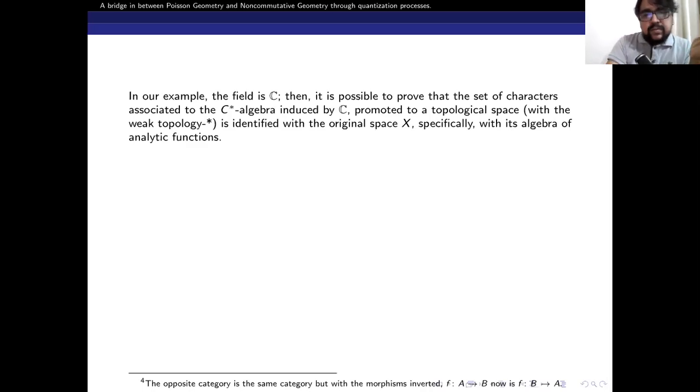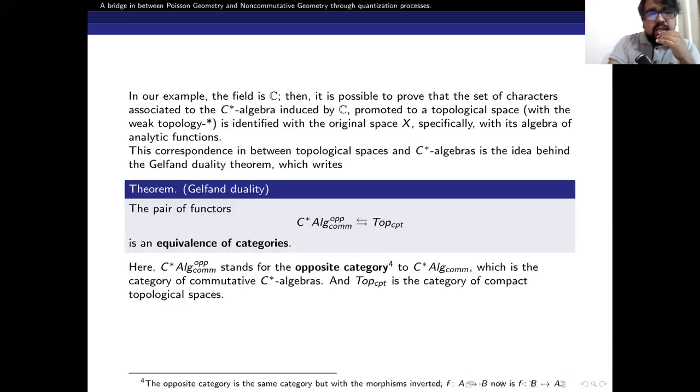In particular, for this example, we did the algebra of analytic functions. Anyway, analytic functions are just like infinite derivative, they have infinite derivatives. This correspondence between topological spaces and star algebras is the idea behind the Gelfand duality theorem, which is written as follows. This pair of functors between the category of commutative C-star algebras and the category of topological complex spaces is an equivalence of categories.